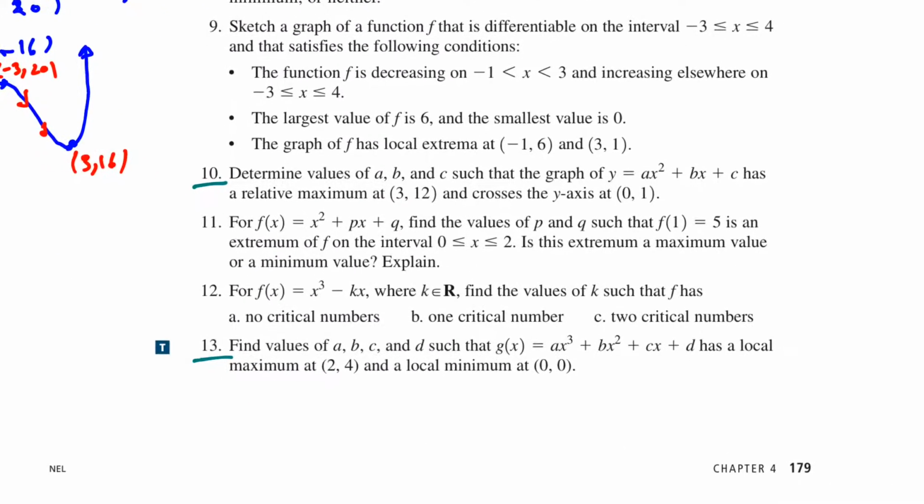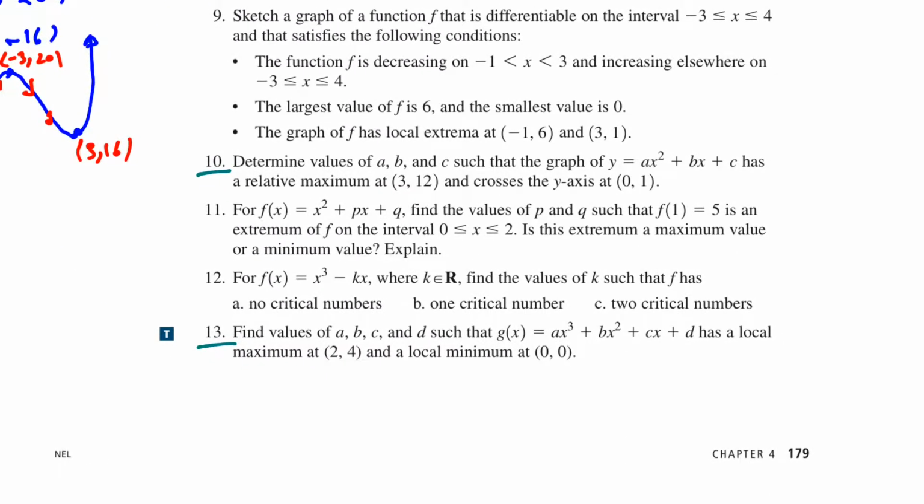Next question is question number 10. Determine the values of A, B, and C such that the graph has a relative maximum at 3 and 12 and crosses y at 0 and 1. It has a relative maximum at 3 and 12. Therefore, 3 and 12 is a point on the graph of the function. That means when x is 3, y is 12.